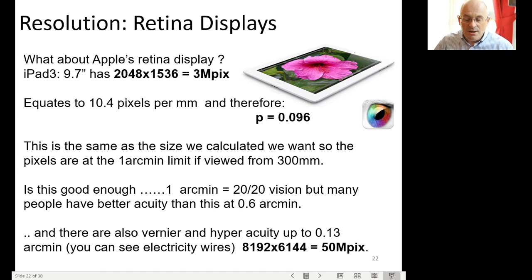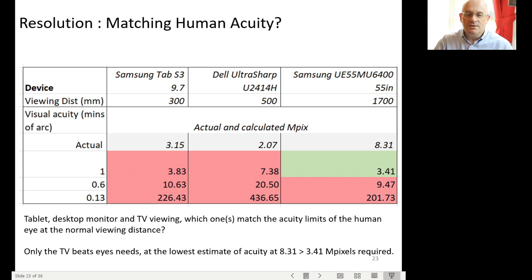So if you go to the very limits, instead of the 3 megapixels on the display that Apple's selling you as a Retina resolution display, you'd need about 50 megapixels. You can look at a table that calculates different resolutions for different displays. And if I look at the Samsung Galaxy Tab, the Dell desktop monitor, and the Samsung TV, there's only one of them in one viewing condition that actually gets to the limit of human visual perception. And that's the Samsung TV when you're sitting about 1.72 meters from the display.